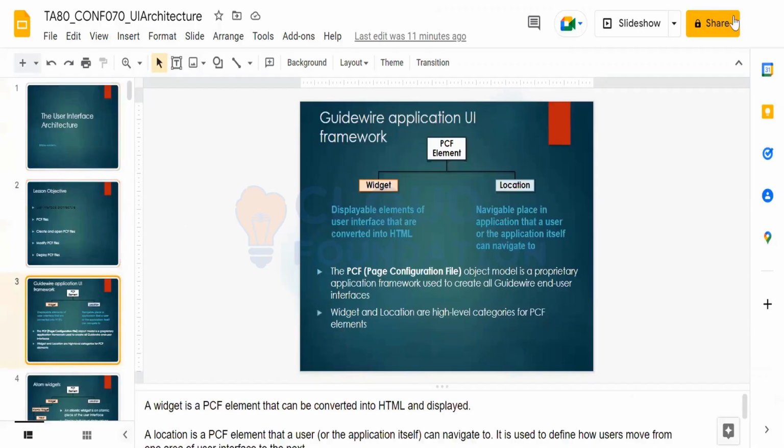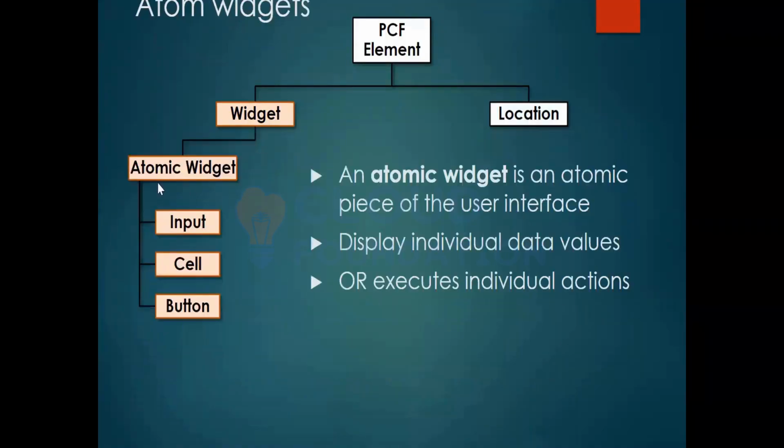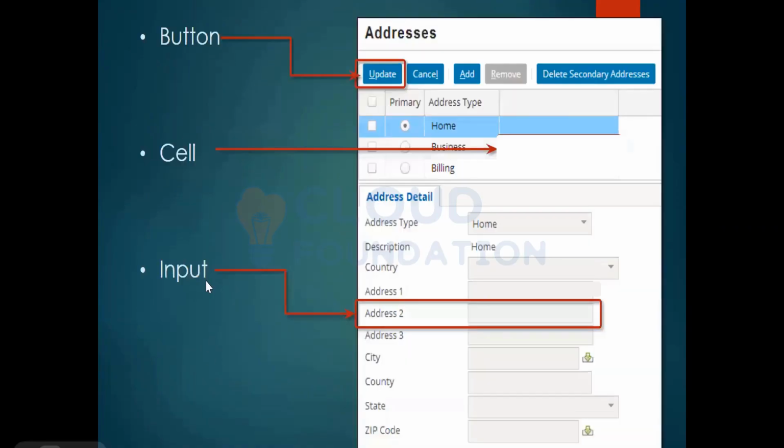Yes, I'll first run this PPT. That will show we have covered everything. PCF 2 elements, right. Yesterday we talked about the widgets. There are two types of widgets. One is the atomic widget, which contains input, cell and button. An input is any text input or create field. A button is a button, and a cell is a specific piece of information which we store in a particular table.